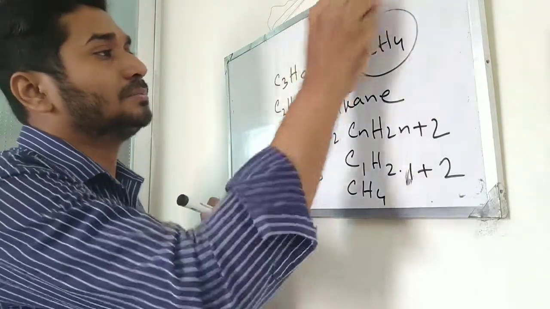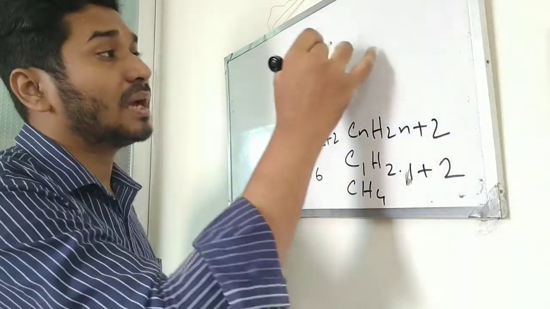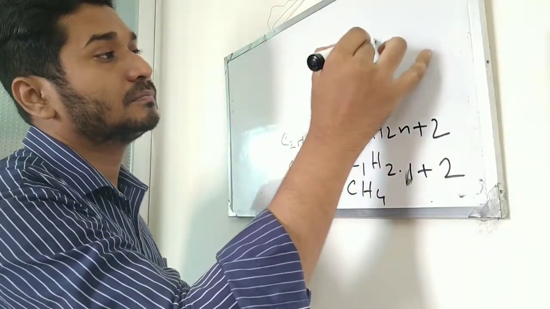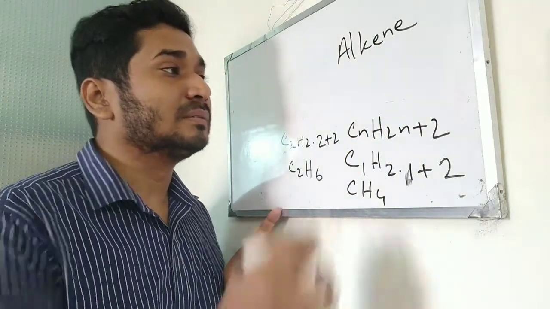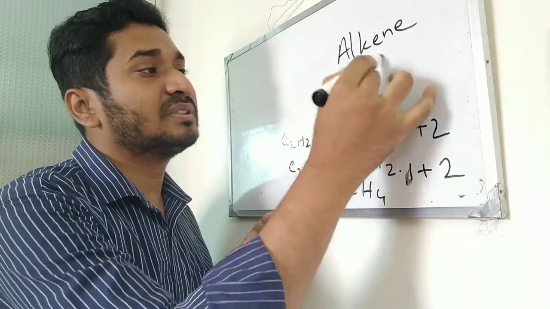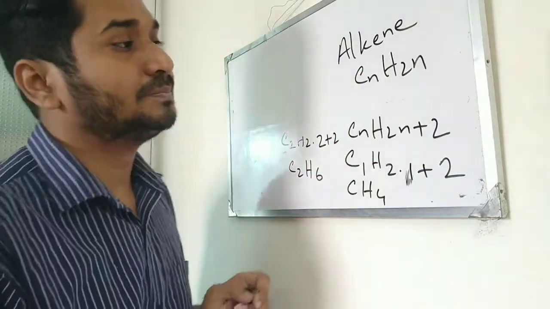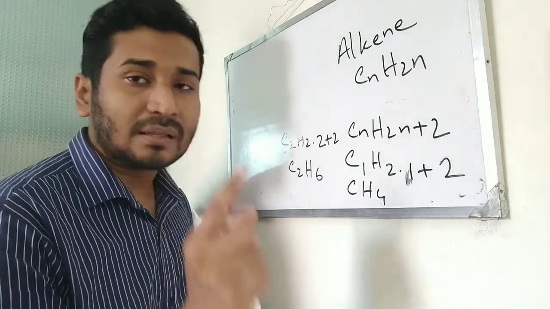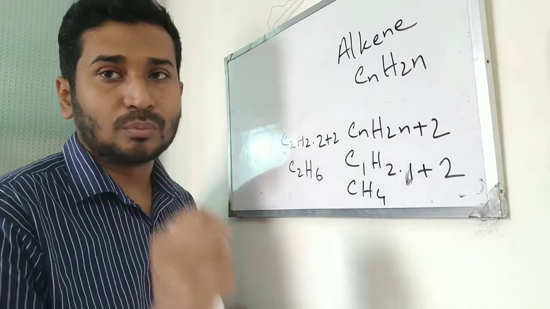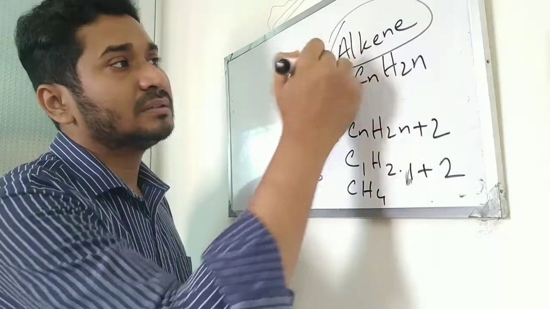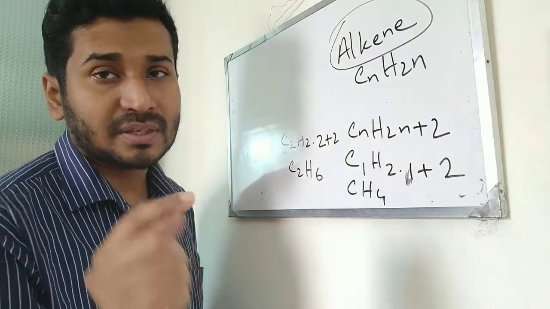Then you have to know about alkene. In alkene, the formula is CnH2n. The difference between alkane and alkene is the presence of a double bond. In alkene there is a double bond, but in alkane there are single bonds.